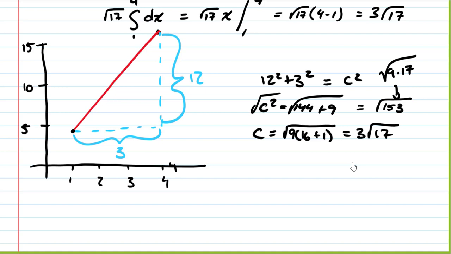Which is the same answer we got doing the integral, right? Just the Pythagorean theorem. It worked this time because 4x is a straight line, right? So we could use the Pythagorean theorem. There was no bending to said curve.